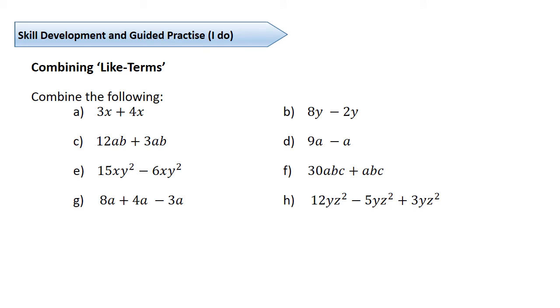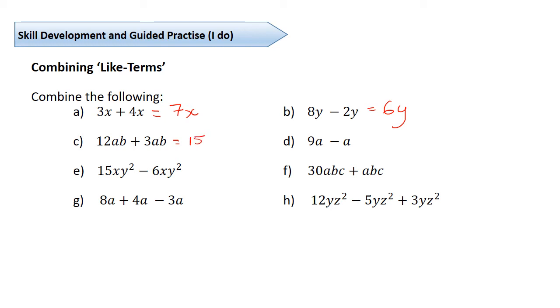x and x, so they are like terms. 3 plus 4 is 7x. 8y take 2y, so they're both y's. They're both like each other. 8 take 2 is 6, and we're still talking about y's. AB, good. They are like each other. I have 12 ABs. I add 3 more. I have 15 ABs in total. 9A, take away 1A. Well, I have 8 A's left.